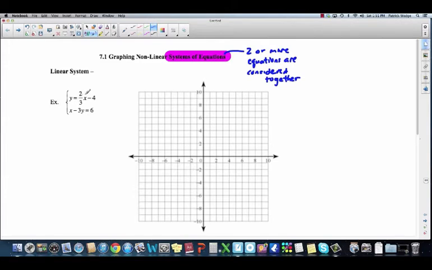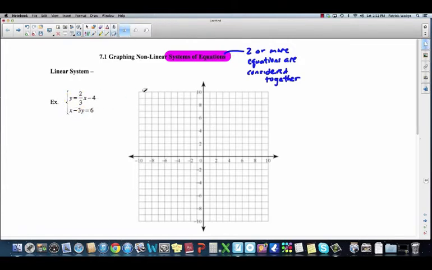Okay, so for example, here's a system of equations right here. And when I say they're considered together, it means when you're solving this system of equations, you're trying to find one x value that would go here, and one y value that would go there, so that both of these equations are satisfied, right? So that it works in both of these equations. And we did that last year.